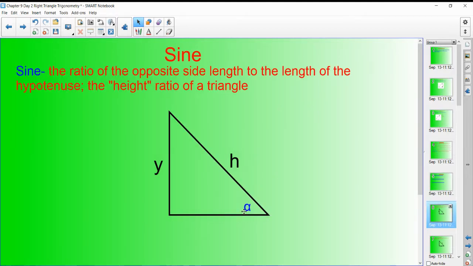So if the angle we're looking at is at the base, we call this angle alpha, then sine is the height ratio. It's y over h. And I'm going to use y purposefully, okay, because y is the height, it's a height coordinate. So sine of alpha equals y over h. The ratio. So y divided by h.